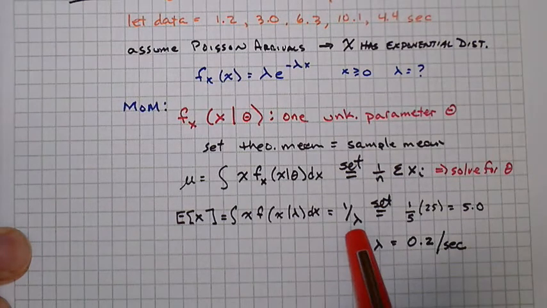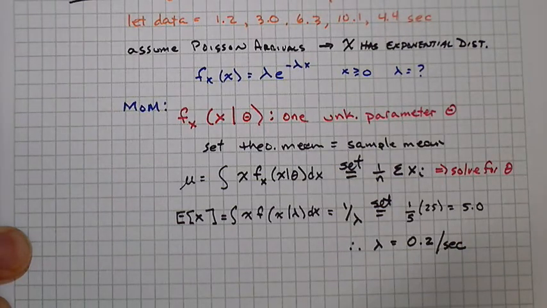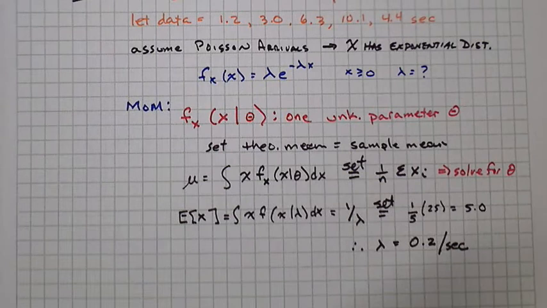And so 1 over lambda is set equal to the observed, and therefore lambda is equal to 0.2 per second. Right? Let's look at generalizing this a little bit.